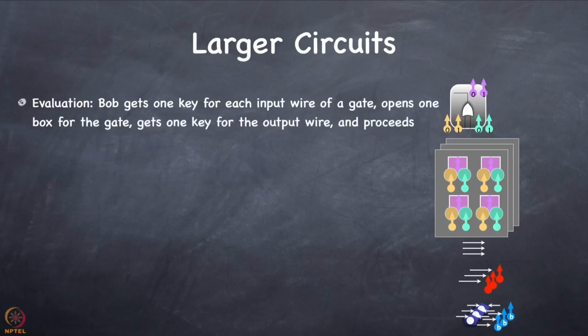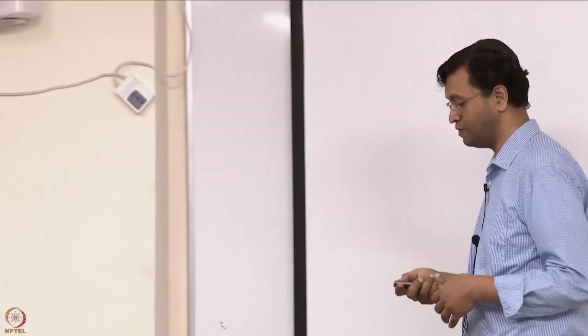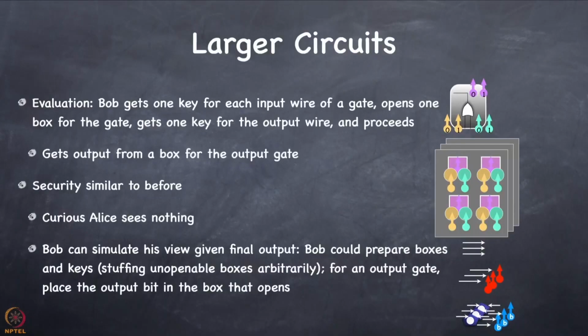Okay, so why is this secure? You have to pay some attention to the argument and convince yourself, but it works. So again, as before, Alice sees nothing. She prepared a bunch of things. She participated in some oblivious transfers as the sender. She learned nothing from that. Now, what we want to argue is that Bob saw a lot of things. He got all these keys.